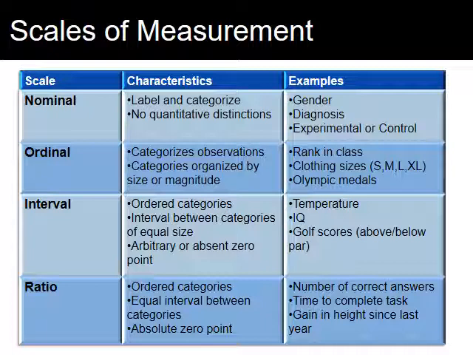Third type of scale of measurement is the interval scale. Okay, this is a scale in which categories are ordered, and then there's an interval between the categories that's of equal size. So temperature would be a good example. The difference between 10 degrees and 11 degrees is the same as the difference between 14 and 15 degrees. Every interval is 1 degree. IQ is an interval scale. Golf scores are interval scale.